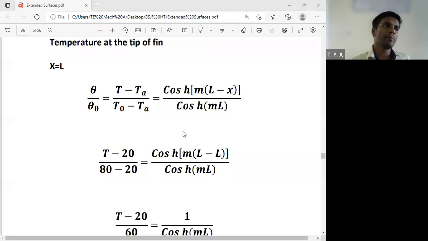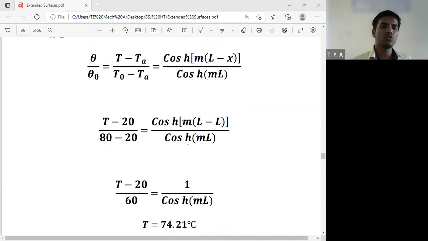Temperature at the tip of the fin means x is equal to L. So instead of x we have to put the value of L. So (T minus 20) divided by (80 minus 20) is equal to 1 divided by cosh(mL), because cosh of 0 is there, so that value becomes 1. So we get the equation as (T minus 20) divided by 60 is equal to 1 divided by cosh(mL). Okay, simplify, then we get the value of T.